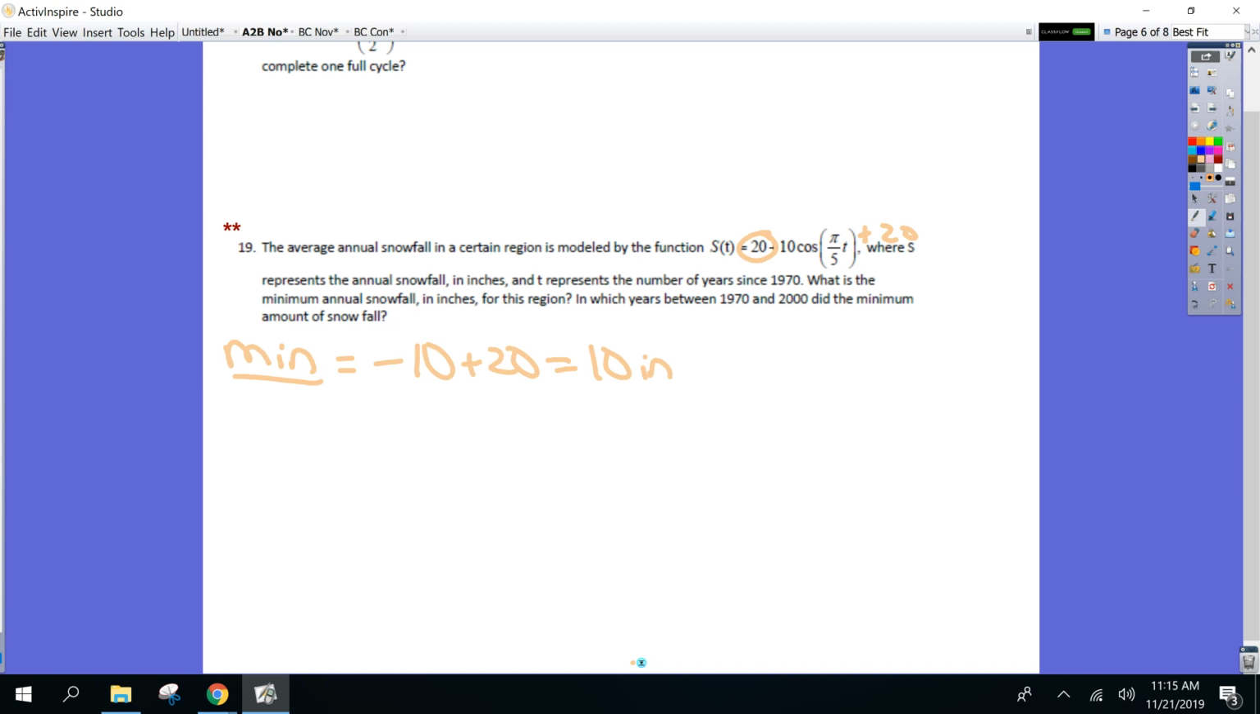All right, now here's probably the difficult part. In what years between 1970 and 2000 did I hit this minimum? So in a nutshell, what I'm asking is, if I had your graph, how many times is it going to hit the minimum, and then what years? So here we go. What do I need to graph? You guys tell me. I'm just going to do a quick sketch of this. What do I need to graph?